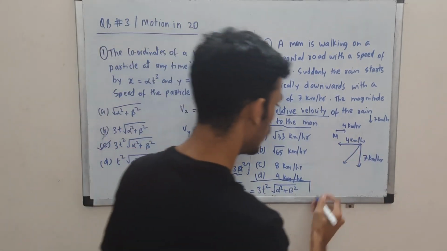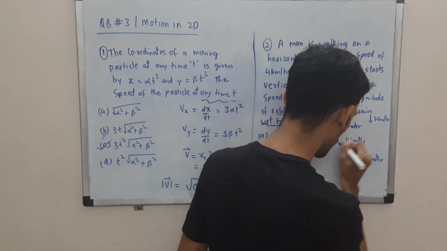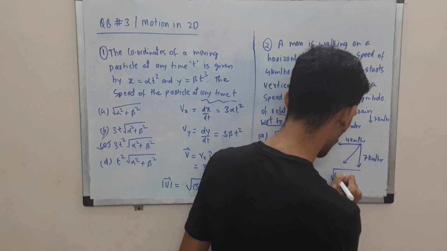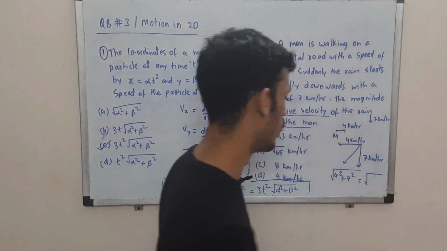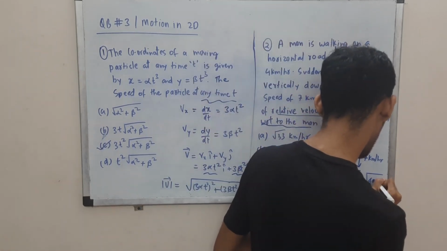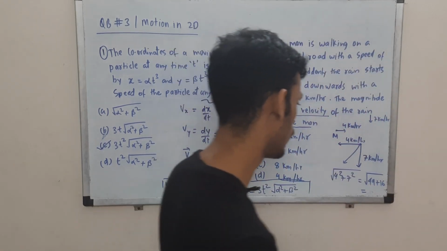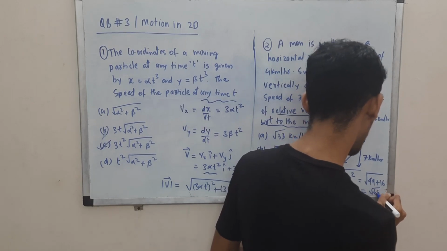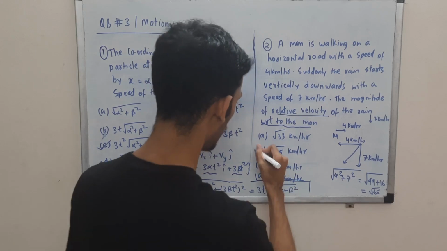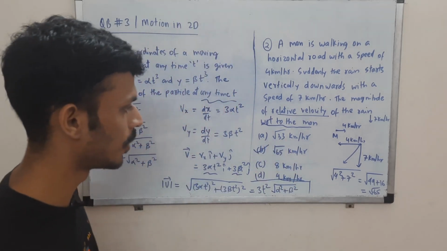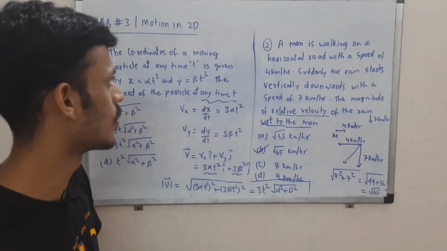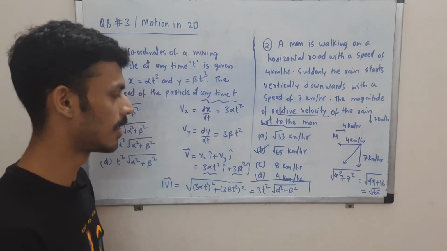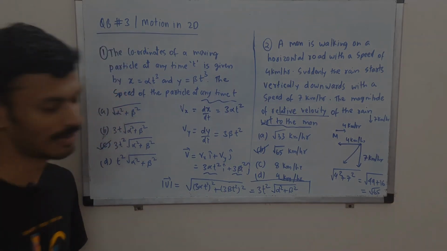The same method, right? So the angle is 90 degrees, so you can just add the squares and take the square root. So 4 square plus 7 square, and square root of that. So this is 49 plus 16, right? So that is 65. So root of 65, and kilometers per hour, of course. So that's about these two questions. Over to the next one.